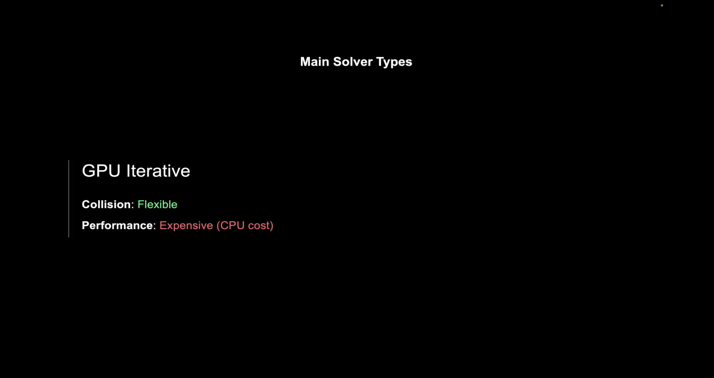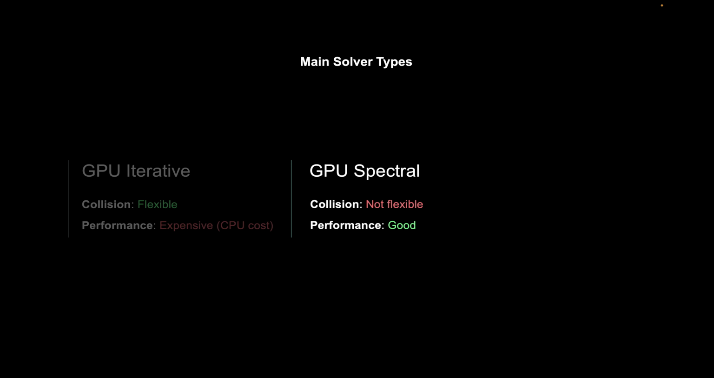GPU iterative solvers are the most common methods in interactive applications because they don't need any pre-computation for object collision, but they are often very expensive. GPU-based spectral methods often require a pre-computation step for object collision, which makes them not suitable for interactive applications, but they are fast because they are parallelizable.